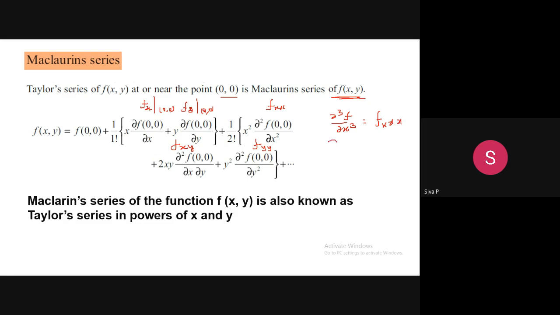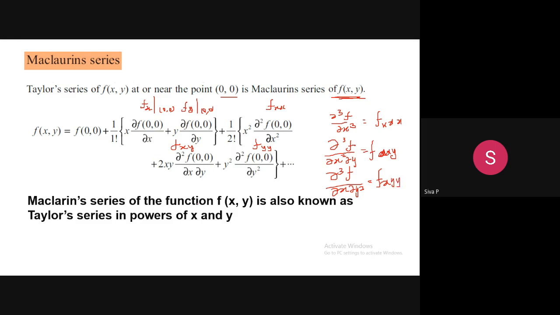Similarly, the second one is ∂³f/∂x²∂y. This can be written as f_xxy. The third one is ∂³f/∂x∂y². So this can be written as f_xyy.